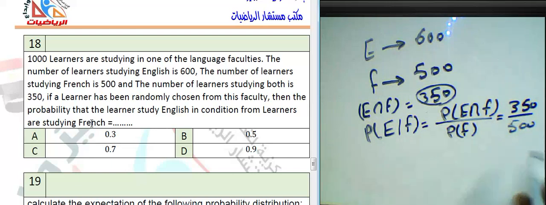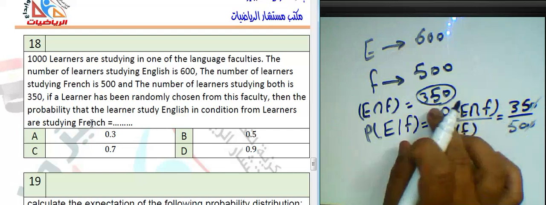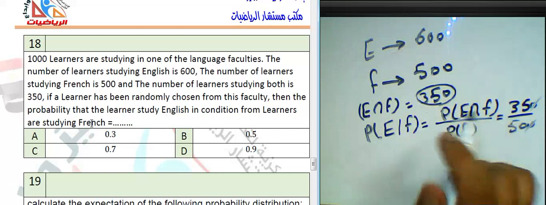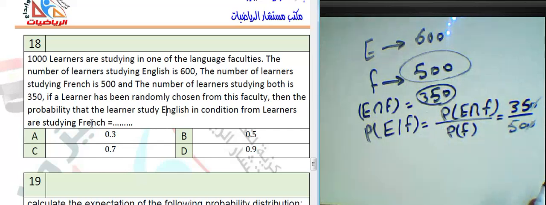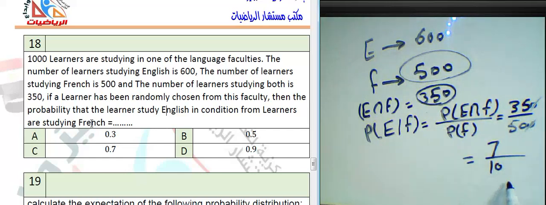Okay, it's very easy for you. Don't panic, it's very easy. We must write the intersection between them over the probability of French. How many students like French? 500. And then you can divide it by 5. It will be 7 over 10, which is 0.7. Okay, choose letter C for question 18.